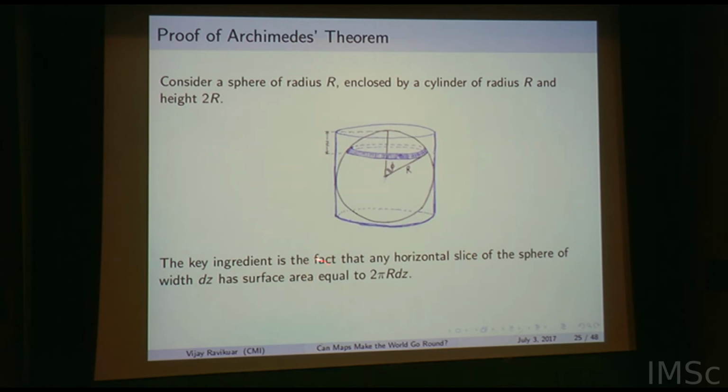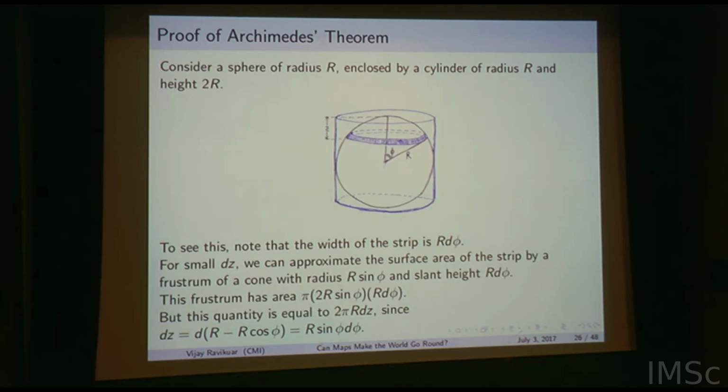So we'll prove this just for an infinitesimally small horizontal cross section. The key fact is that this cross section with width dz has surface area equal to 2 pi r dz, which is also the area of the corresponding slice of the cylinder. To see this, know that the width of that strip is r d phi, where phi is this angle here. And for small dz, we can approximate the surface area of this strip as a frustum of a cone, specifically a cone with radius r sine phi, and slant height r d phi.